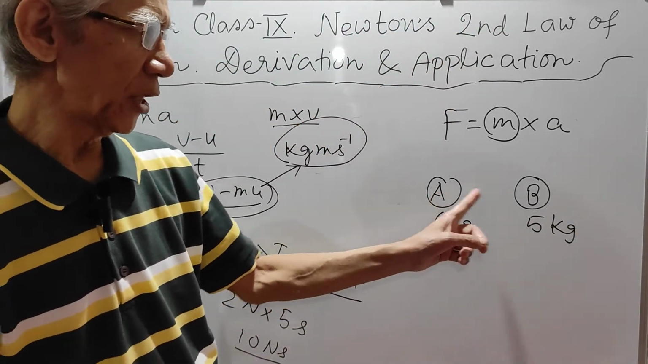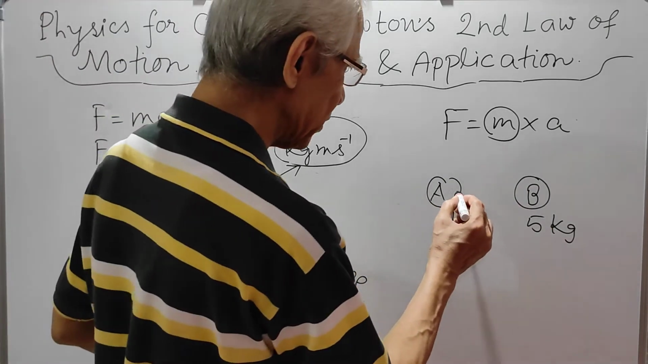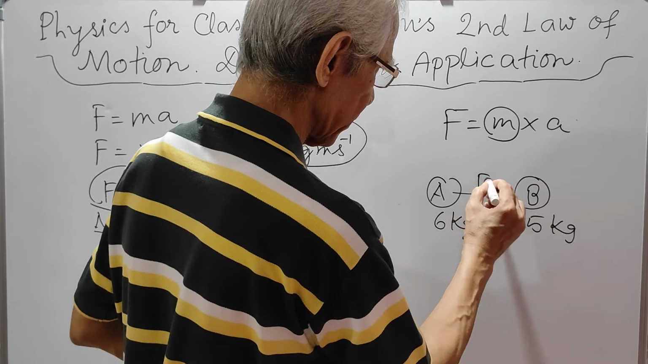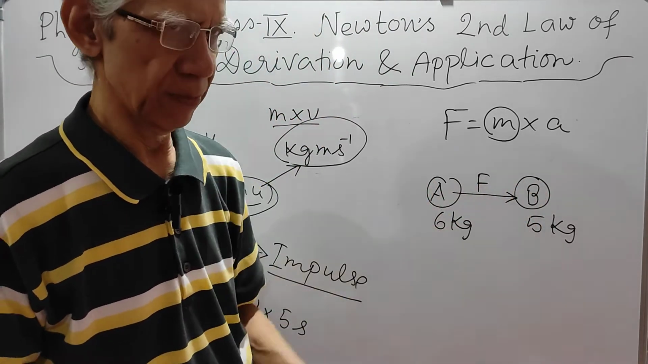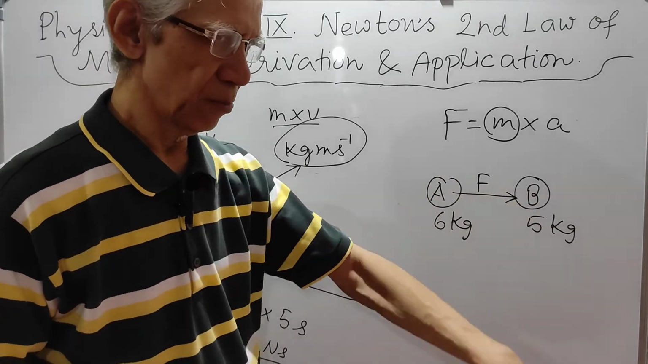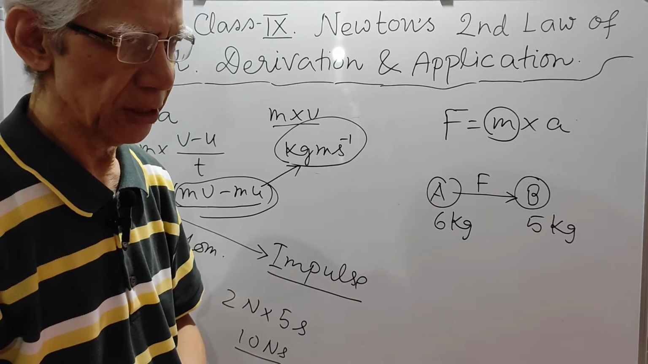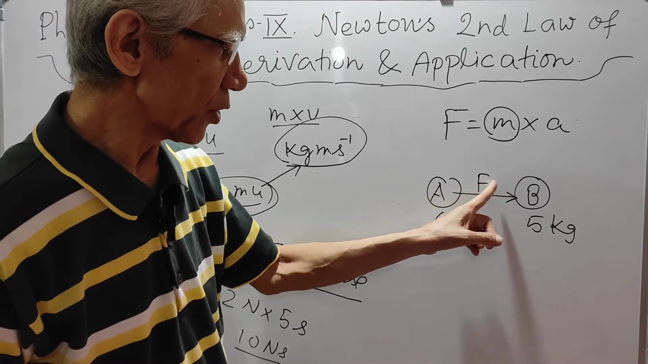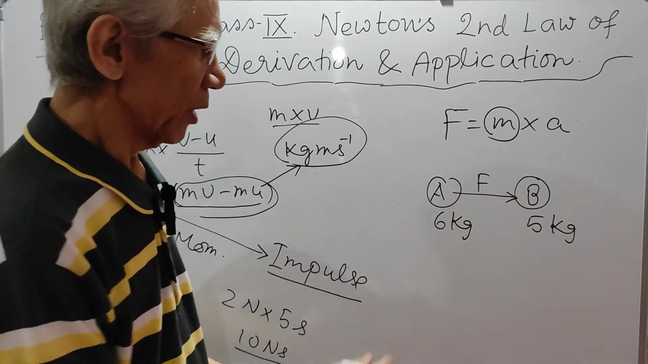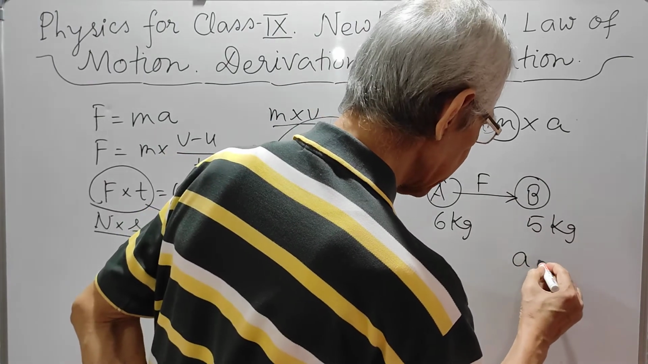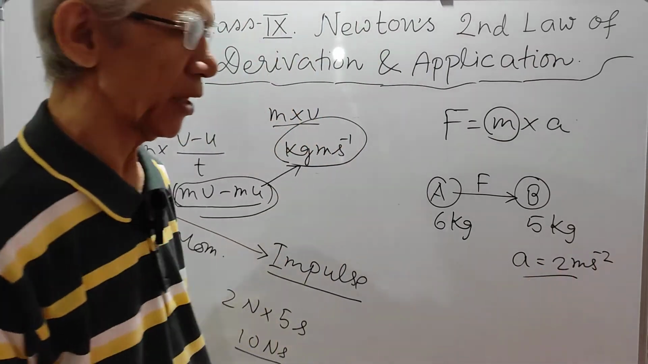So consider two bodies A and B, A mass 6 kg, B mass 5 kg, and A is applying a force on B. Suppose A is pushing B. Suppose A is a person, B is a box lying on the floor. So the man is pushing the box constantly. Because of this force, B has acquired an acceleration, suppose 2 meter per second square.